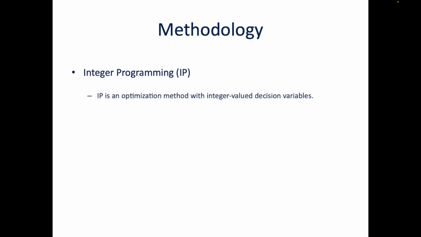In this study, the graph partitioning problem is solved using an integer programming model. Integer programming is a popular method in operations research, and it is a special case of linear programming. In integer programming, decision variables can take only integer values. Minimization or maximization problems involving discrete choices can be solved with integer programming.